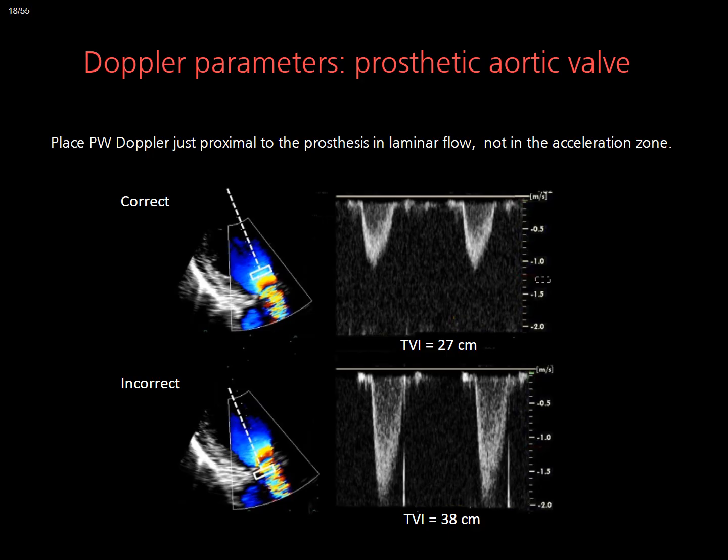Here, we're comparing the correct and incorrect way to measure LVOT VTI. In the top images, the PW sample volume is placed in laminar LVOT flow, just proximal to the prosthesis and before the flow acceleration zone, giving an accurate VTI of 27 centimeters. In the bottom images, the sample volume is placed within the acceleration zone, which falsely increases the measured VTI to 38 centimeters. This error can distort derived indices, so careful sample placement is essential.